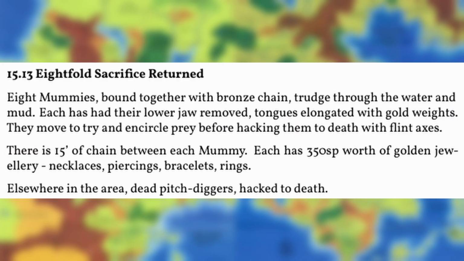This one is an event. 8 mummies, bound together with bronze chain, trudge through the water and mud. Each has had their lower jaw removed, tongues elongated with gold weights. They move to try and encircle prey before hacking them to death with flint axes. There is 15 foot of chains between each mummy. Each has 350 silver pieces worth of golden jewelry, necklaces, piercings, bracelets, rings. Elsewhere in the area, dead pitch diggers hacked to death.